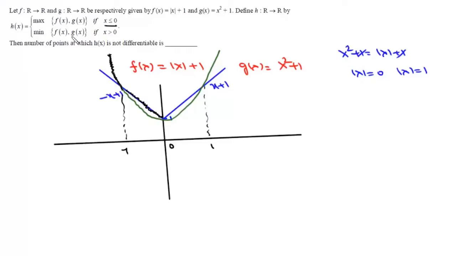Now when x is greater than 0, we need to find the minimum. So here the minimum is this graph and it is this graph. So this function is continuous for x belonging to R, but it is not differentiable at x equals minus 1, 0 and plus 1. So the number of points at which h(x) is not differentiable is simply 3.